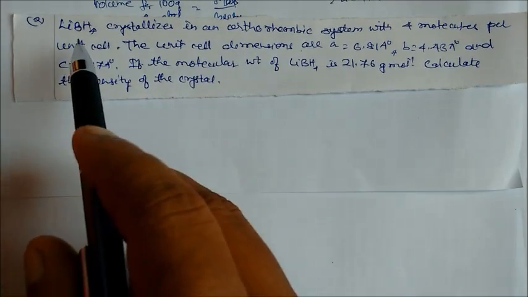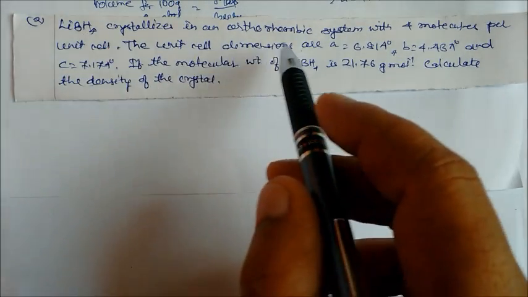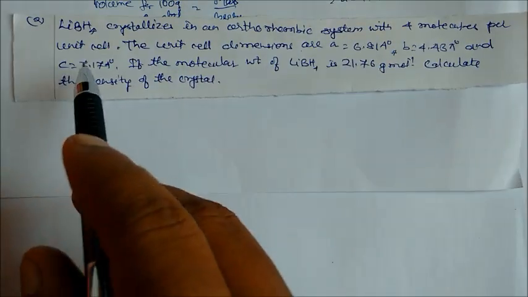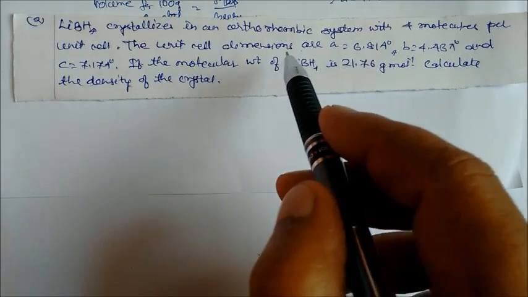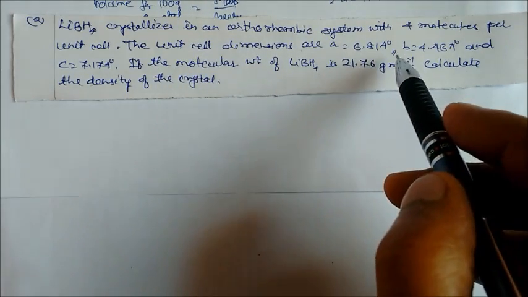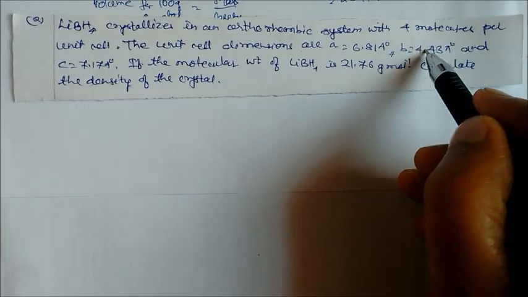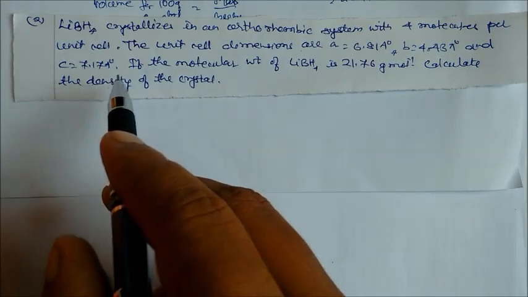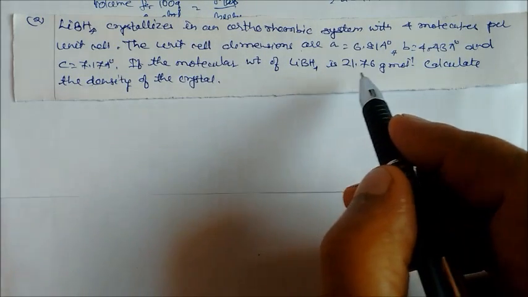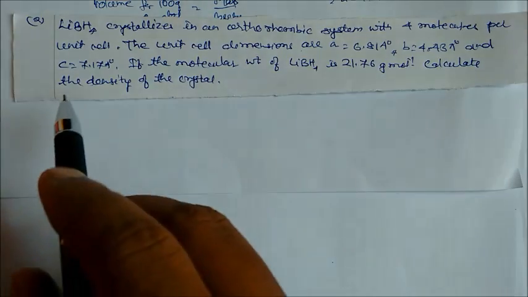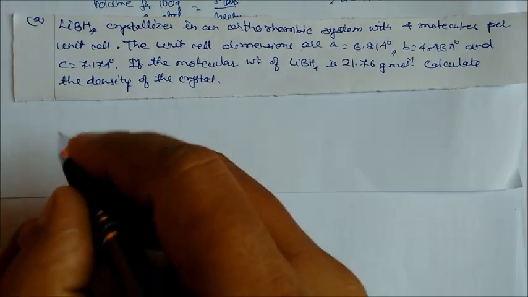Second question: lithium borohydride crystallizes in an orthorhombic system with 4 molecules per unit cell. The unit cell dimensions are a equal to 6.81 angstrom, b 4.43 angstrom, and c 7.17 angstrom. If the molecular weight of lithium borohydride is 21.76 gram per mole, calculate the density of the crystal. So density we can find out.